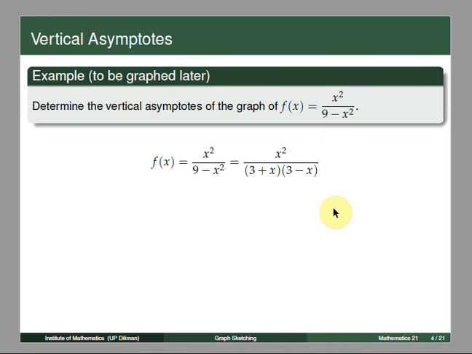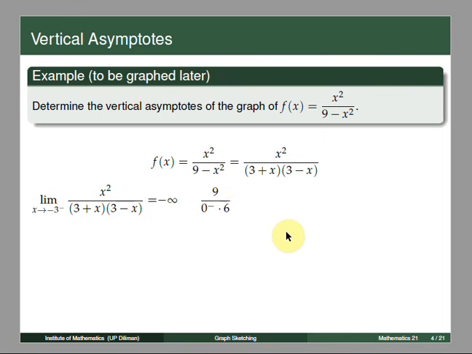Now let us check one-sided limits. First, we take the limit of f of x as x approaches negative 3 from the left. As x approaches negative 3 from the left, we see that x squared approaches 9, 3 plus x approaches 0, 3 minus x approaches 6. But since x approaches negative 3 from the left, say negative 3.5, 3 plus x approaches 0 through negative values. Because of this, we have positive all over negative times positive. This gives us that the limit equals negative infinity.